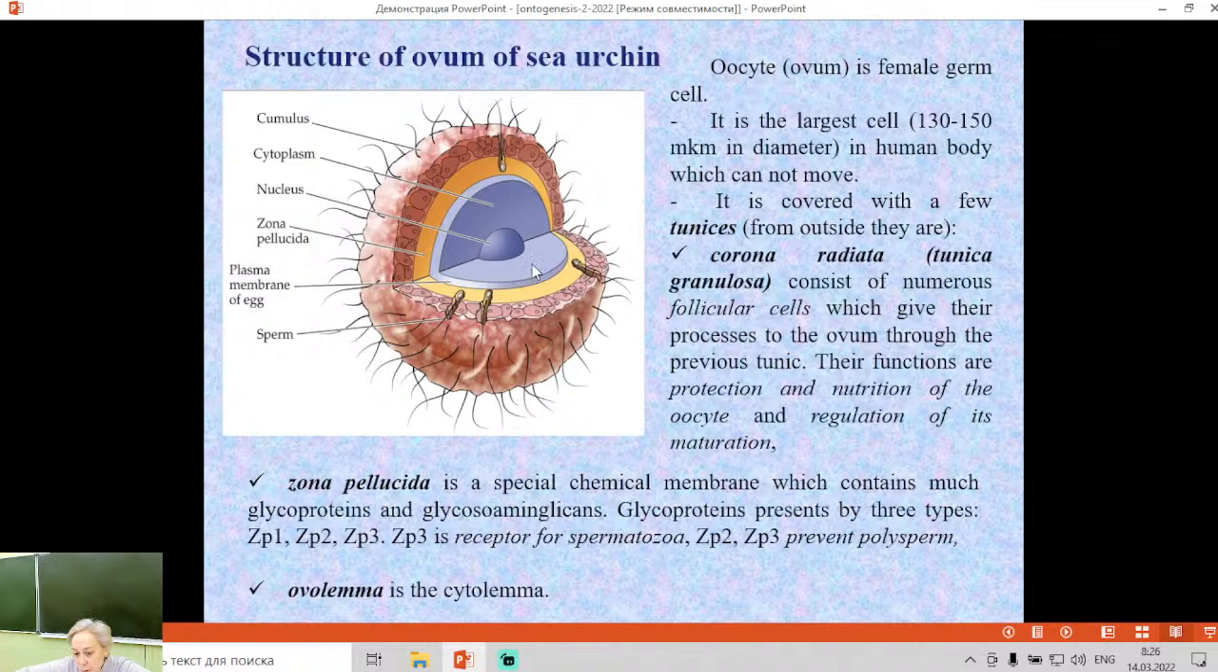In the cytoplasm of the oocyte, you can see the nucleus with genetic material. In the cytoplasm there may be a lot of granules of nutrients, for example, yolk. And under the plasma membrane, you can see a lot of small vesicles, cortical granules. The secret of cortical granules is to prevent polyspermy.